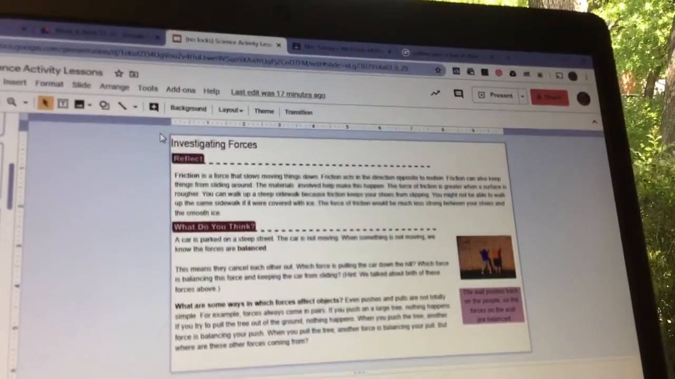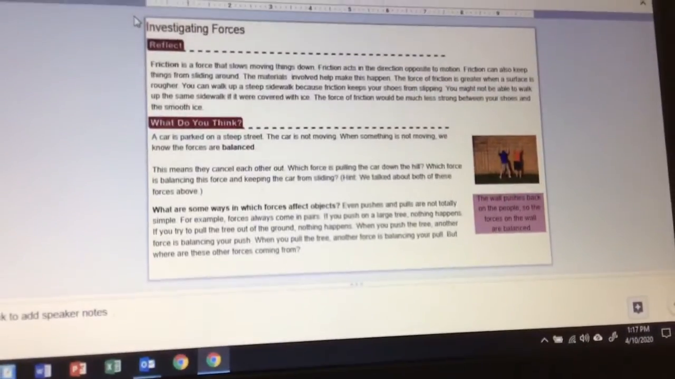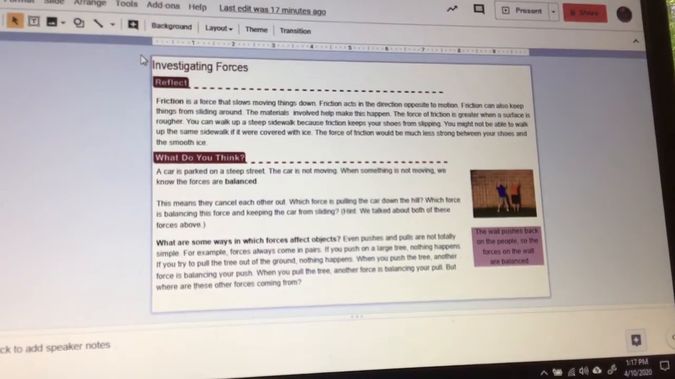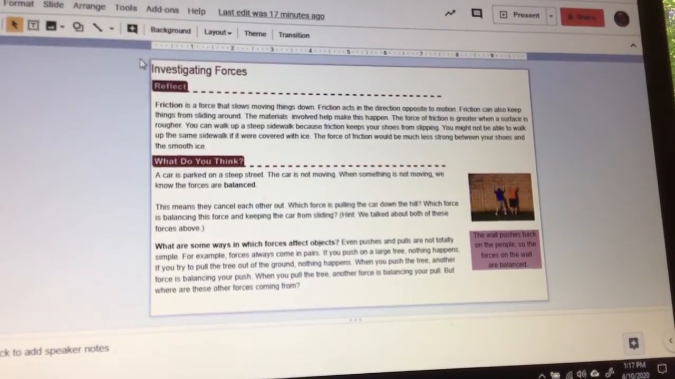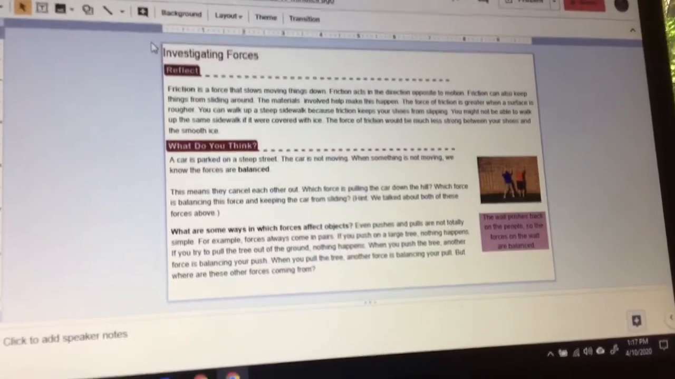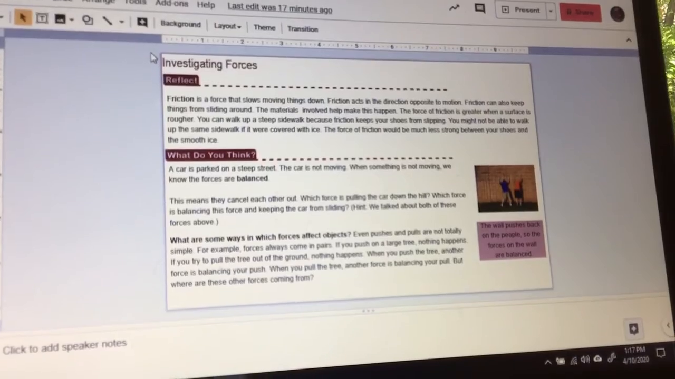And I was just noticing, out here in my front yard, I have that pebbly kind of gravel stuff. It's all stuck together like concrete, but it helps you keep from slipping when you walk. You might not be able to walk up the same sidewalk if it were covered with ice. And I know that I, for one, have fallen down on ice. Even when you have friction, like with these pebbles out here, if it's covered with ice, it makes it a lot harder. The force of friction would be much less strong between your shoes and the smooth ice.